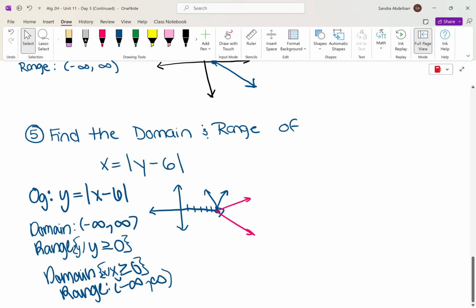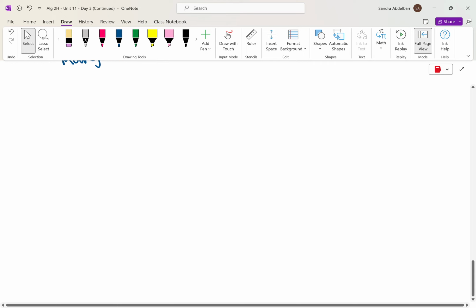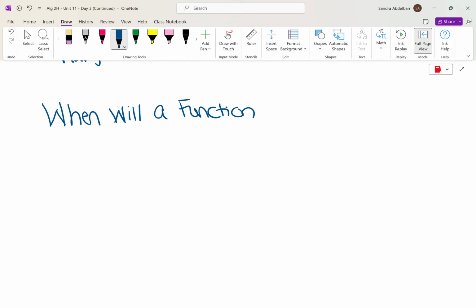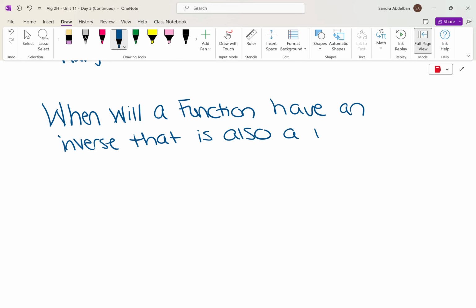Okay. So, because it switches X and Y, right now, do we agree that our original was a function? Was our inverse a function? No. So now how will we know, by the original, if the inverse is going to be a function? Well, let's write it down. When will a function have an inverse that is also a function?